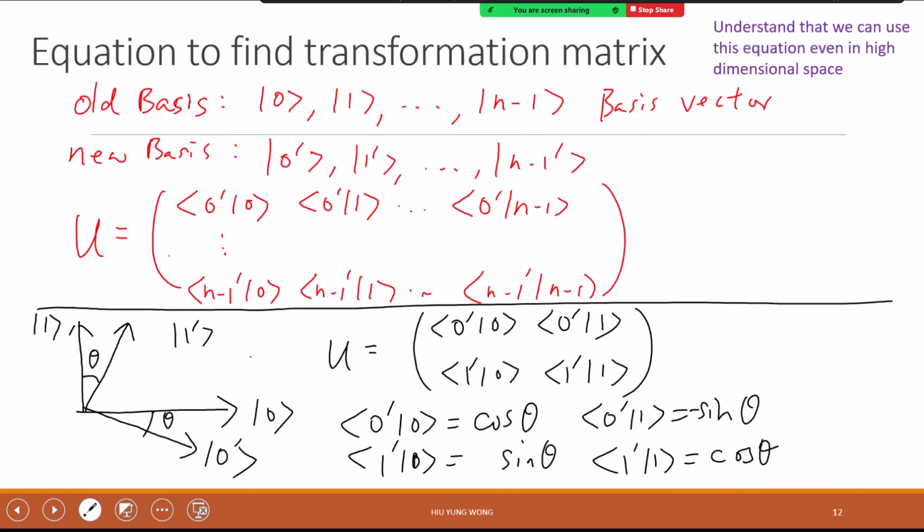What I'm trying to show you is, trust me, this is correct. You can read chapter one of J.J. Sakurai, which has the proof. This is very useful for transformation. You need it a lot in quantum mechanics and also quantum computing. I really hope you can memorize it. It is not difficult to memorize: new basis inner product with old basis, that's it.